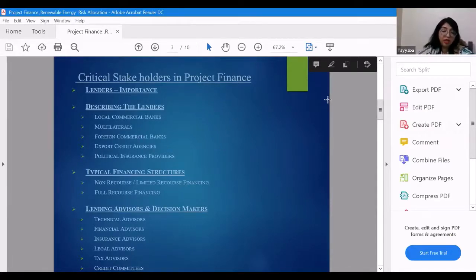Insurance advisors: insurance is again very, very important for such projects, because comprehensive insurance programs are bought, not normal insurance. So there's insurance for, for example, delay in startup and loss of profit. These are comprehensive insurance policies, and for that reason, insurance advisors are also engaged.